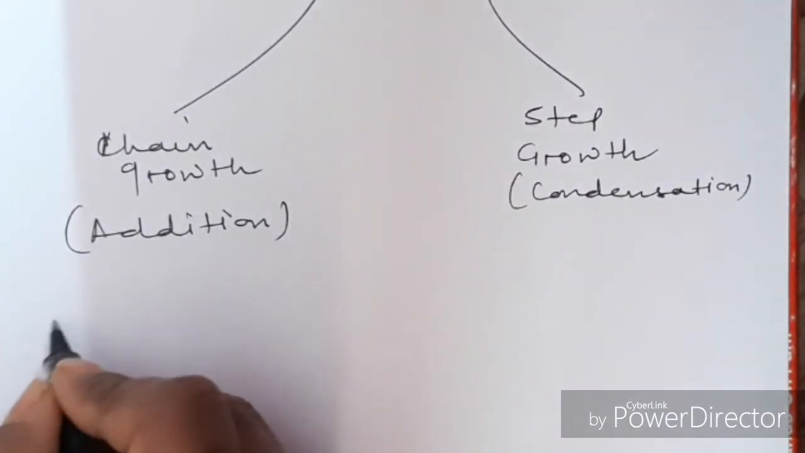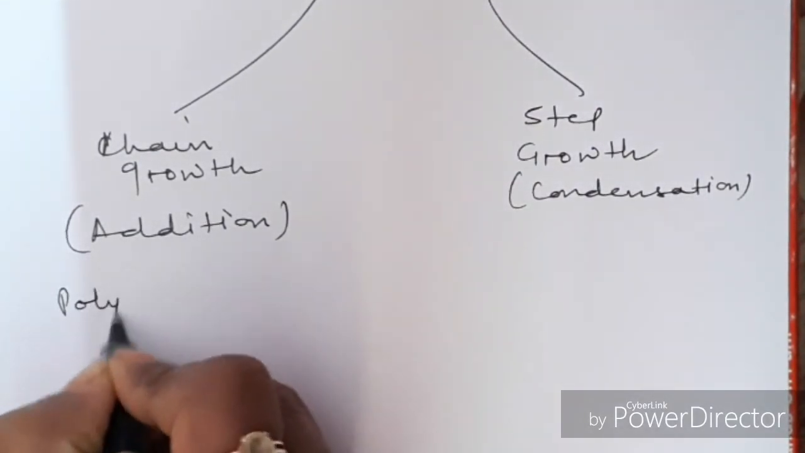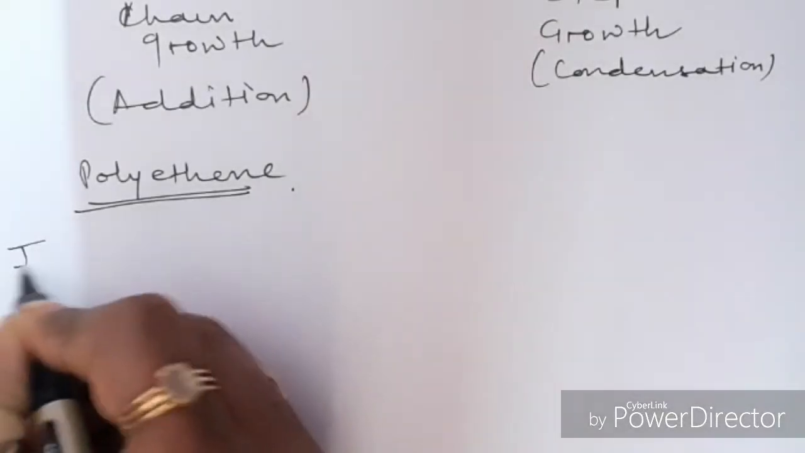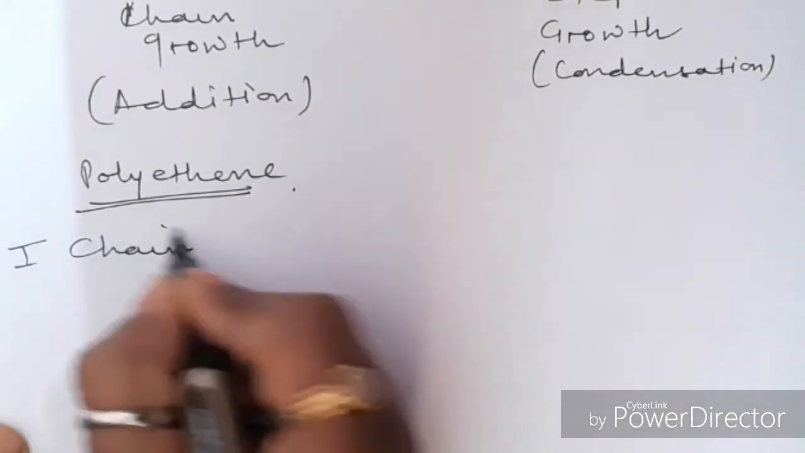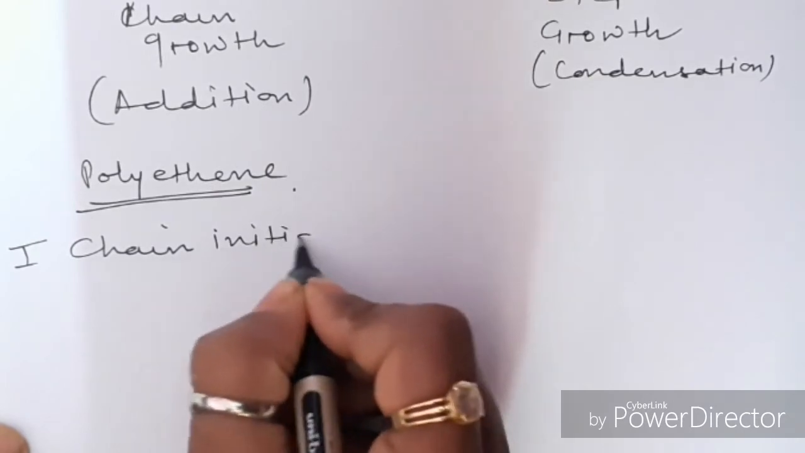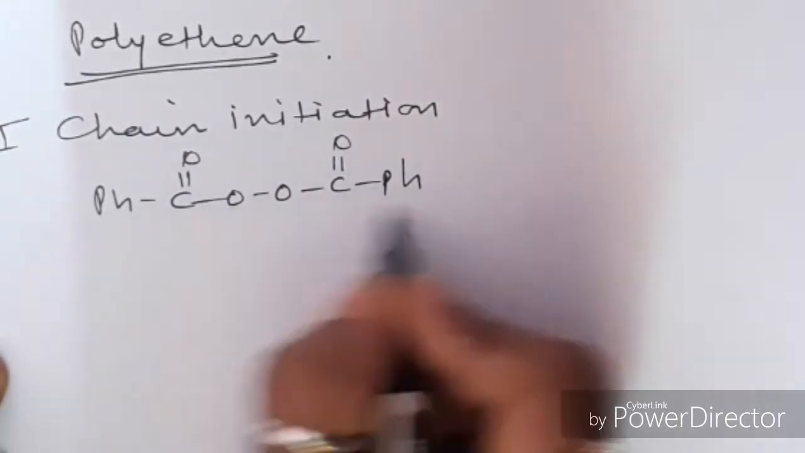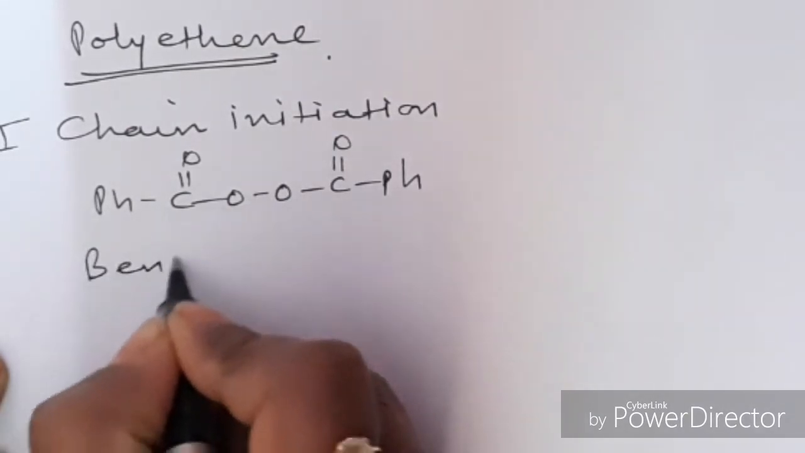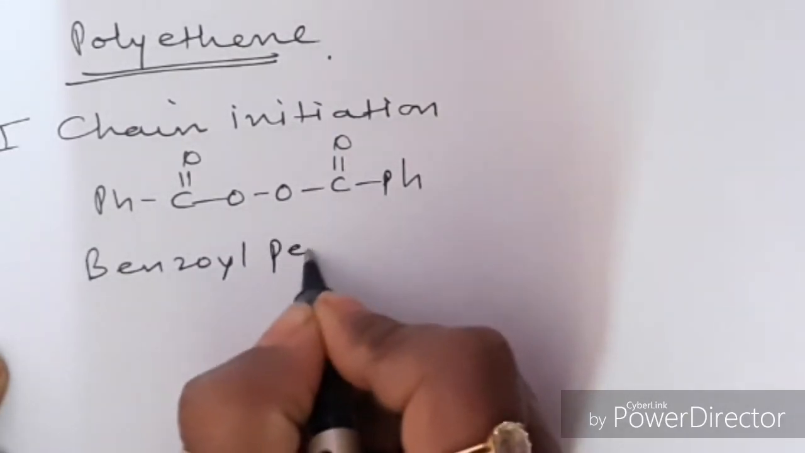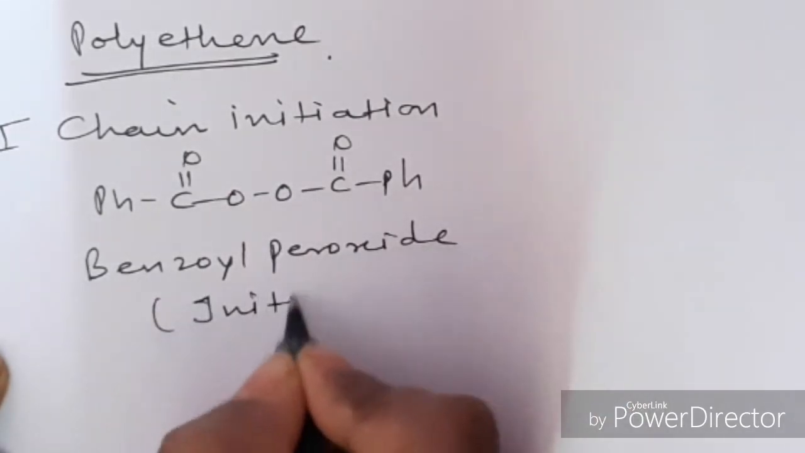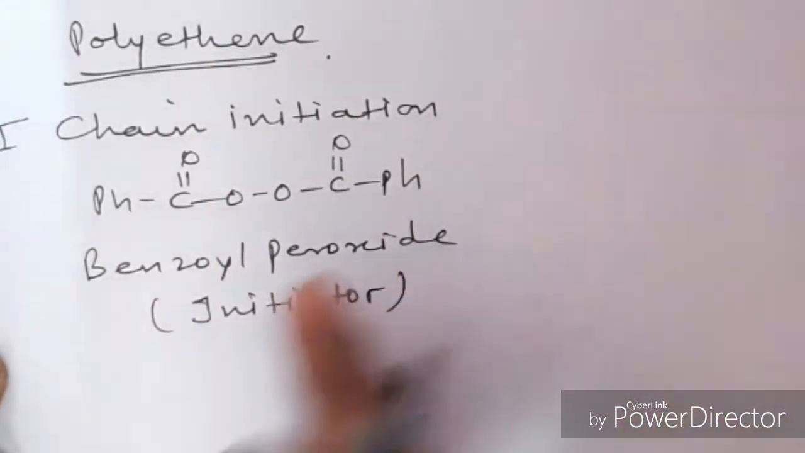I'm going to take one fantastic example once again, that is polythene. Okay, so in polythene, let's see the mechanism which can be asked at the board exam for 2 marks. Chain initiation is the first step. Now what happens in this step? You have to take an organic peroxide which acts like an initiator. Benzoyl peroxide is the initiator over here I'm going to use. Okay, so that's your initiator. What happens to this initiator?